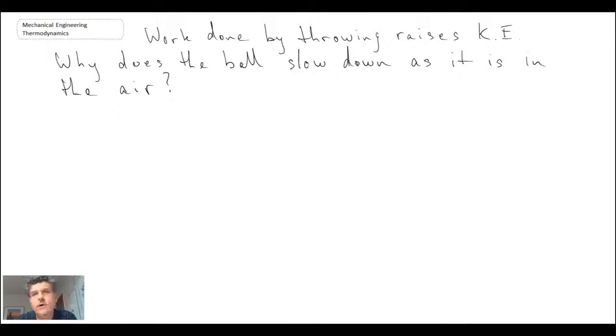So that's a common question that we may ask ourselves. Why would the ball slow down? It has an initial kinetic energy, and we do know that it does slow down. It drops to the earth as well, but we're going to neglect that for now.